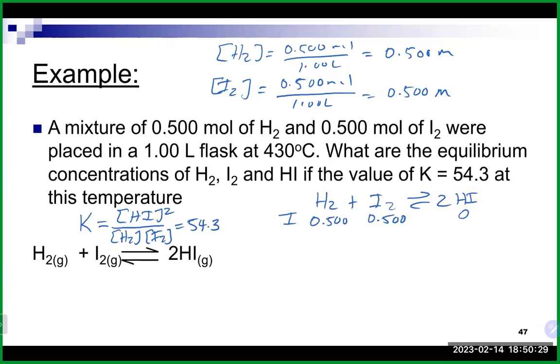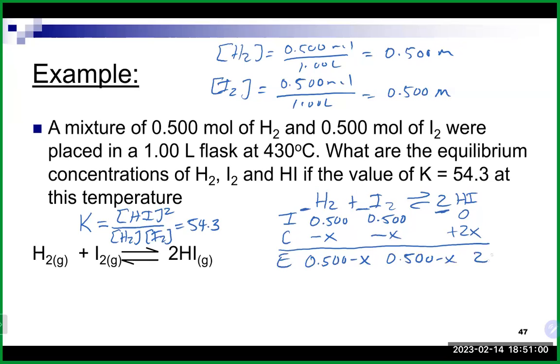And again, we have 0 of our products. That again tells us that we are heading to the right in terms of the reaction. So the change here will be minus x, and here we're going to increase our products and do 2x, once again making sure we take into account those coefficients. That is going to get us, when we carry it down, 0.5 minus x, 0.5 minus x, and 2x. Any questions so far there?